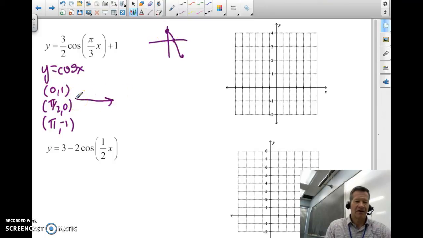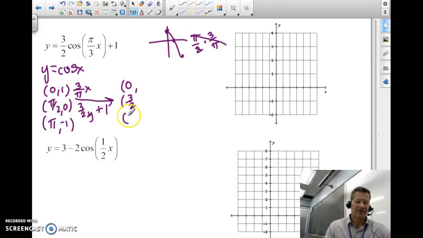Now what's happening? Well, inside we're multiplying by pi over 3. So that means I'm going to divide x values by pi over 3, or what's nicer is multiply by the reciprocal. So let's multiply the x values by 3 over pi. Then the y values will multiply by 3 halves, and then we'll add 1. Those two things are happening outside the function. So let's see what happens to x first. 0 times 3 over pi, well that's easy, it's still 0. Pi over 2 times 3 over pi, you see pi divided by pi is 1. So you just get 3 over 2.